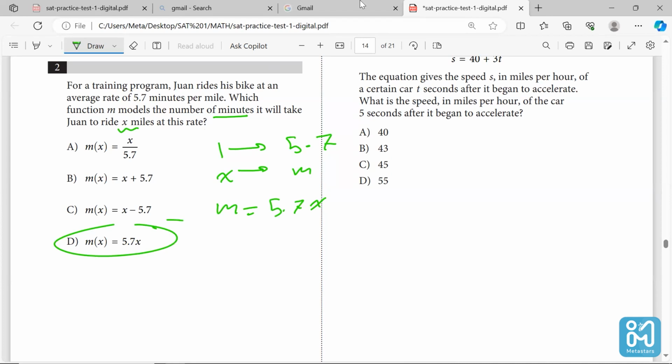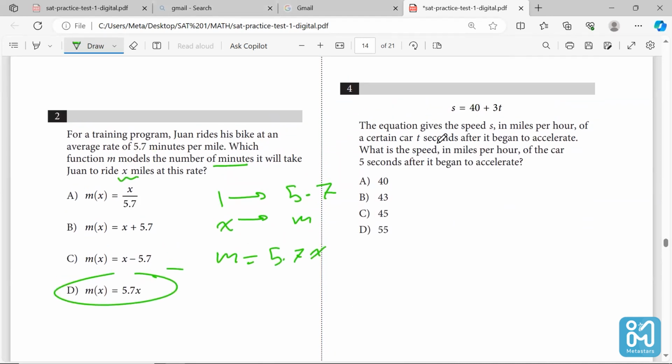Yeah, and I think it kind of repeated the question. You can solve it easily. Here, the equation gives the speed S in miles per hour of a certain car t seconds after it begins to accelerate. What is the speed in miles per hour of the car 5 seconds after the beginning? t, I already have it, just plug in this one here. So I have 40 plus 3 times 5. So finally my answer, 40 plus 15, it's going to be 55. Clear?